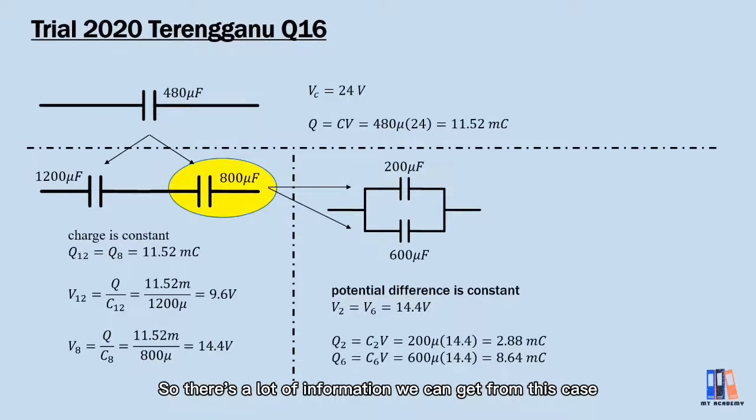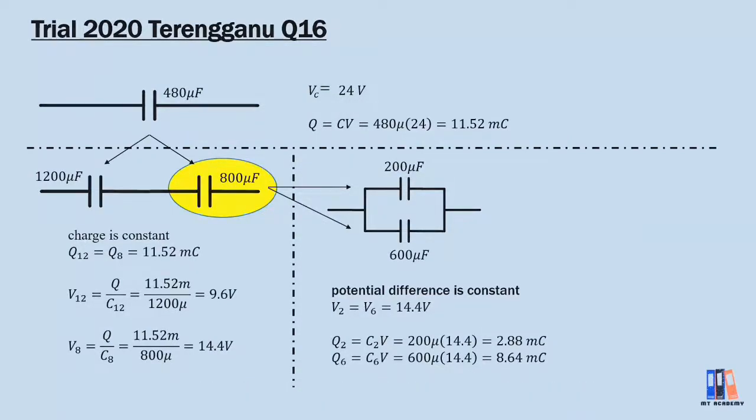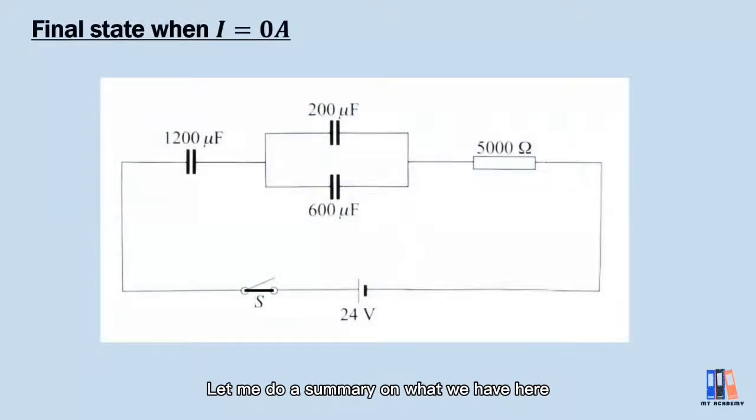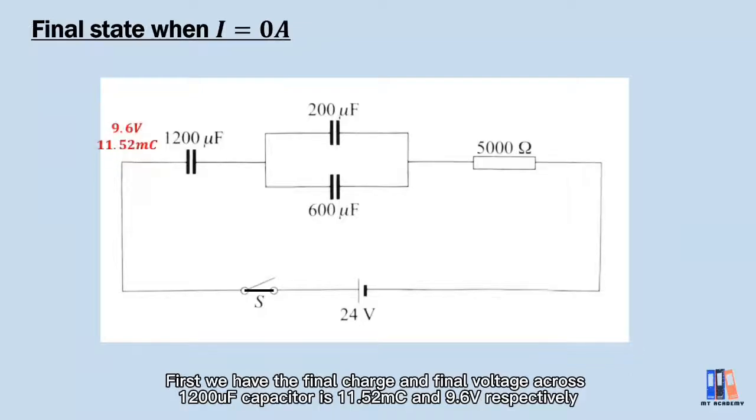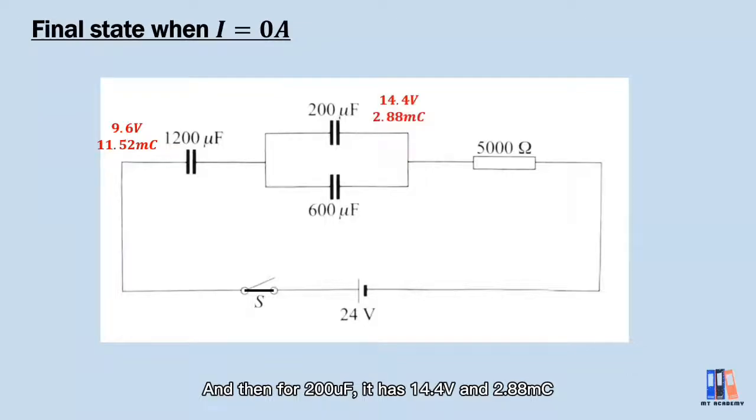There is a lot of information we can get from this case, so let me summarize what we have here. When the capacitor is fully charged, or when the current is 0, the charging process is completed. First, the final charge and the final voltage on the 1,200 microfarad are 11.52 millicoulombs and 9.6 volts respectively. For the 200 microfarad, it has 14.4 volts and 2.88 millicoulombs. And for the 600 microfarad, it's 14.4 volts and 8.64 millicoulombs.